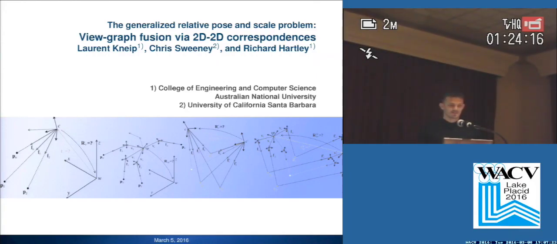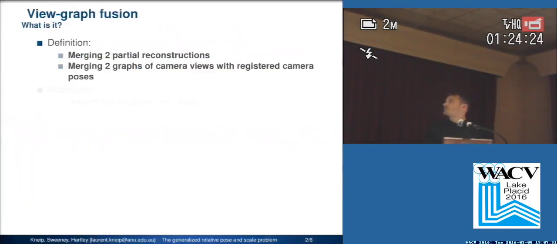The title, as Fatih said, is the Generalized Relative Pose and Scale Problem, View Graph Fusion of 2D-2D Correspondences. So, first of all, what does view graph fusion mean? It is the problem of merging two partial reconstructions that you can obtain from a structure from motion, for instance. Or it can be seen as the fusion of different graphs from different cameras, of camera views, where each of the graphs has its views registered.